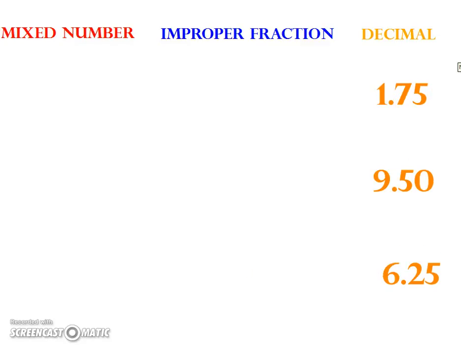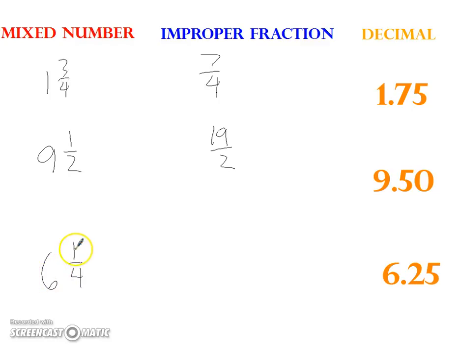Here's your 3 to try out. Stop the video and try it. Got 1 3/4. When I multiply it around, 4 plus 3 gets me 7, so 7/4. 9.50 is a half. 2 times 9 is 18, plus 1 is 19, so 19/2. 6.25 is really 1/4. 6 times 4 is 24, plus 1 is 25, so 25/4.